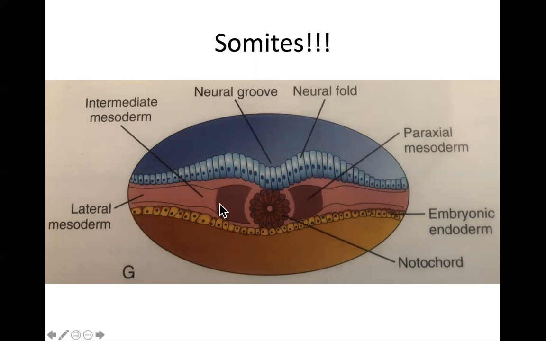A somite is roughly the shape of a triangular prism, and it will form a distinct raised elevation on either side of the embryo. In fact, early on, one of the ways that you can tell how old the embryo is is by how many somites are present. You can actually count them.